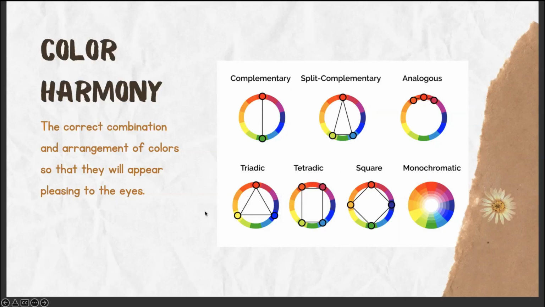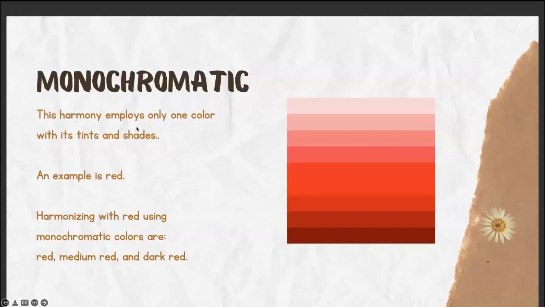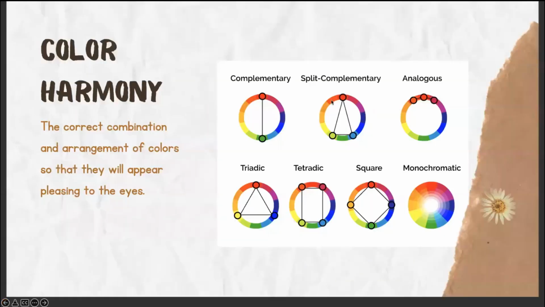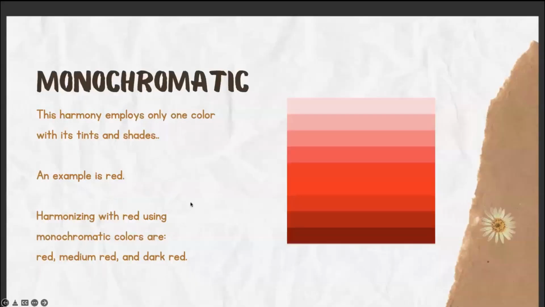First, the monochromatic. This harmony employs only one color with its tints and shades. That's very obvious here, the shades and tints. For example, harmonizing with red using monochromatic colors are red, medium red, and dark red. We can see this in this example, and also here, probably this one is the red. Then we have here the green and the blue. So that's it for the monochromatic.